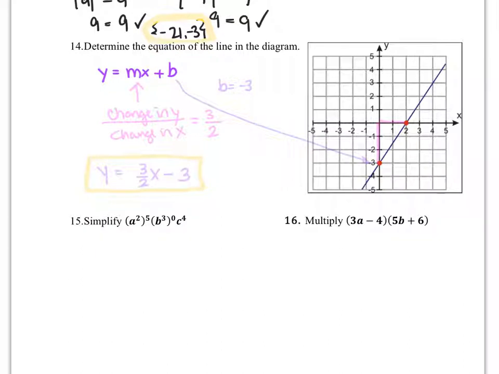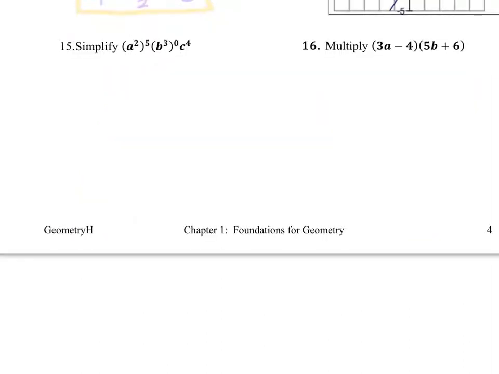Let's take a look at 15 and 16 now. For number 15, we need to take each piece part individually. And the first part of it, we can see that we have a squared raised to the 5th power. Anytime we raise a power to a power, we multiply the exponents. So this is going to be a to the 10th.